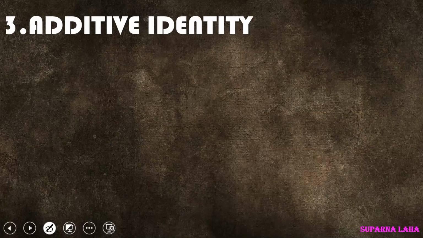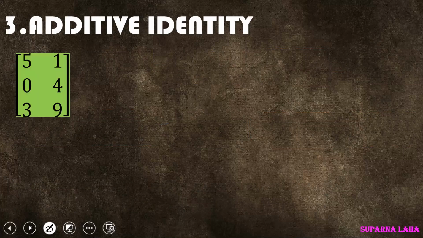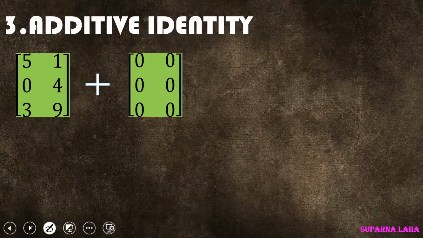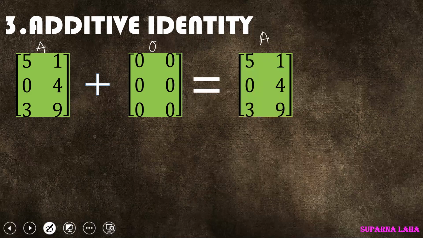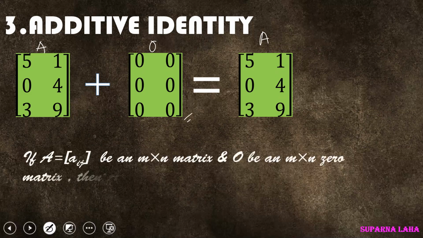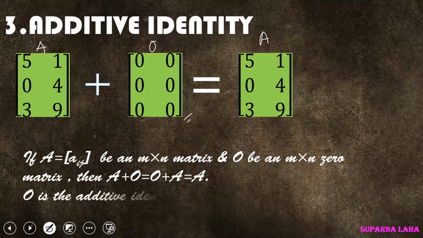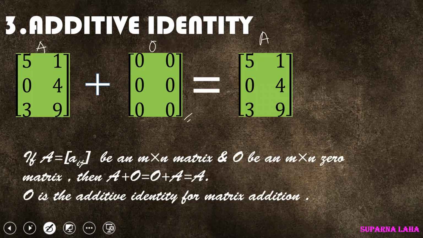What is additive identity? Let's take this matrix 5, 1, 0, 4, 3, 9. And with this matrix, add this 0 matrix. So I'm taking a matrix A in general form and this 0, that is the null matrix. Add them. What will you find? You will find the same matrix, that is A. So this 0 matrix or null matrix is called the additive identity for A, or generally, we can say the null or 0 matrix is called the additive identity for matrix addition.